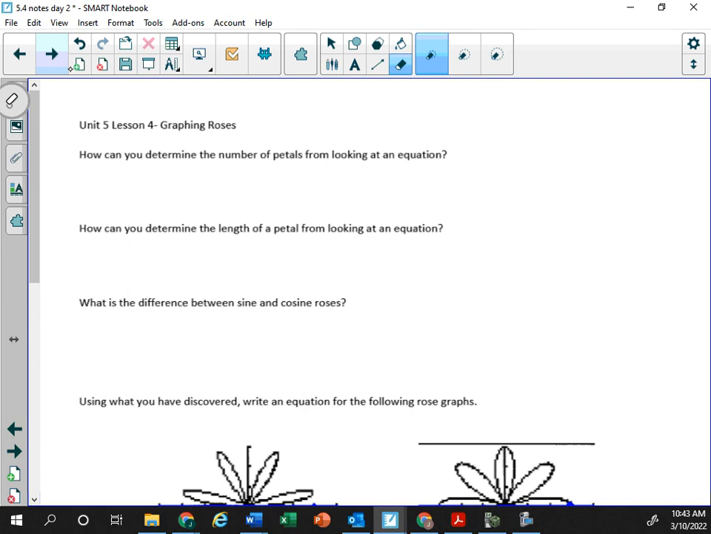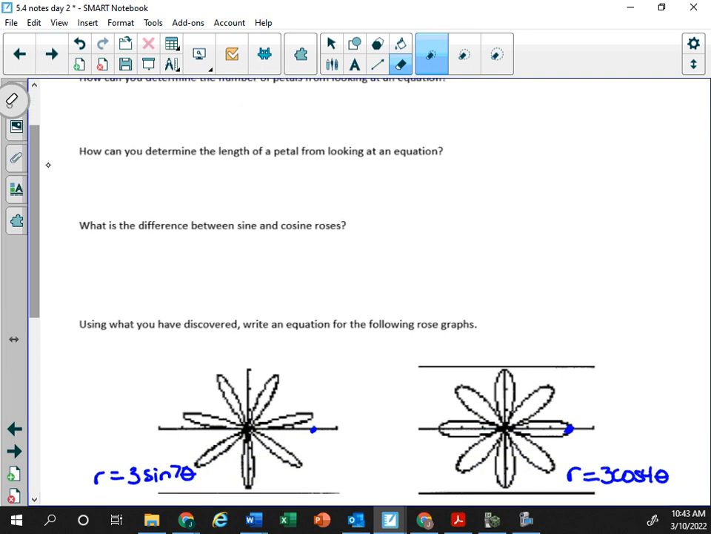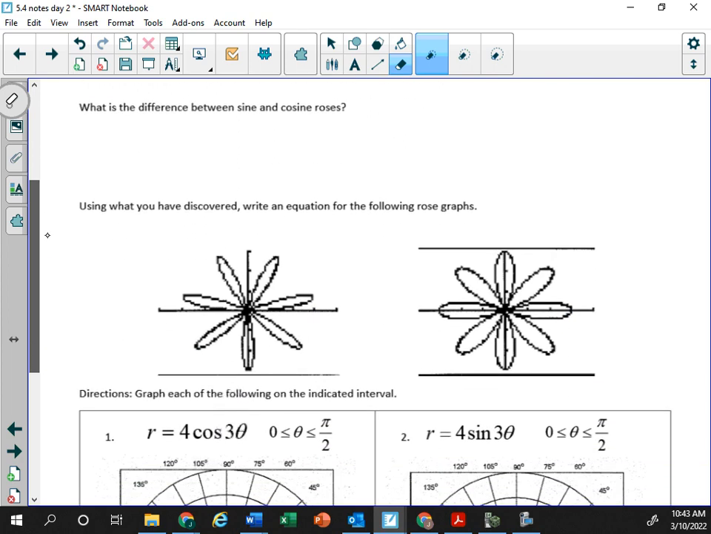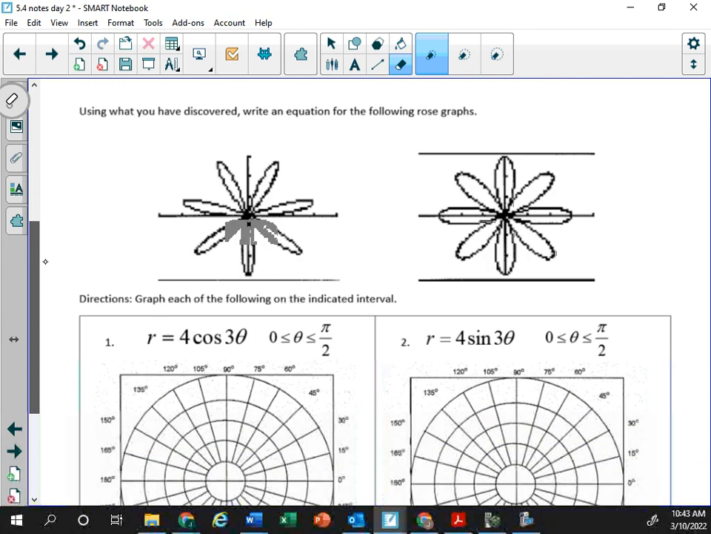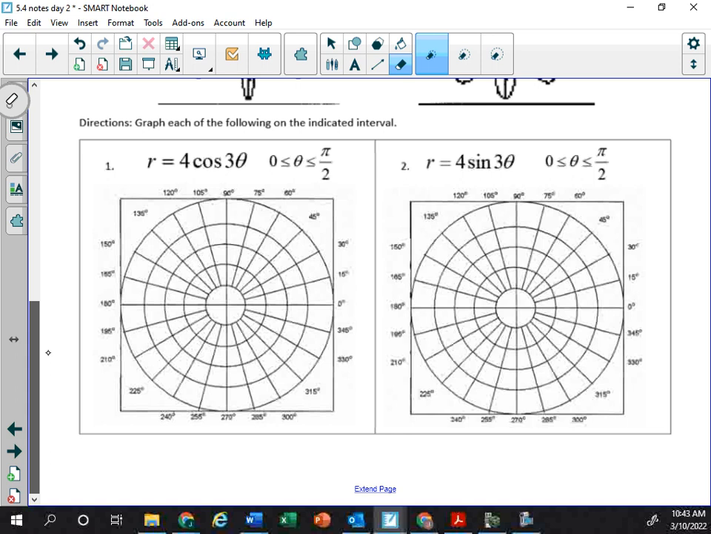We're going to skip. You already know the stuff at the top. And we're going to save writing equations for next time. So let's just try these 2 at the bottom here. 4 cosine 3 theta from 0 to pi over 2, and 4 sine 3 theta from 0 to pi over 2. Try to graph both of those.